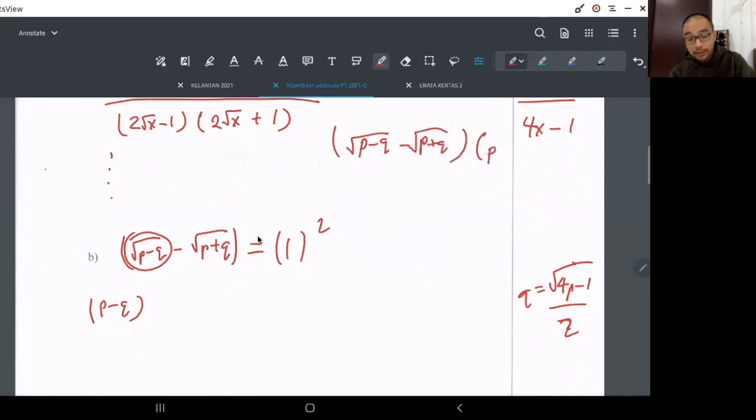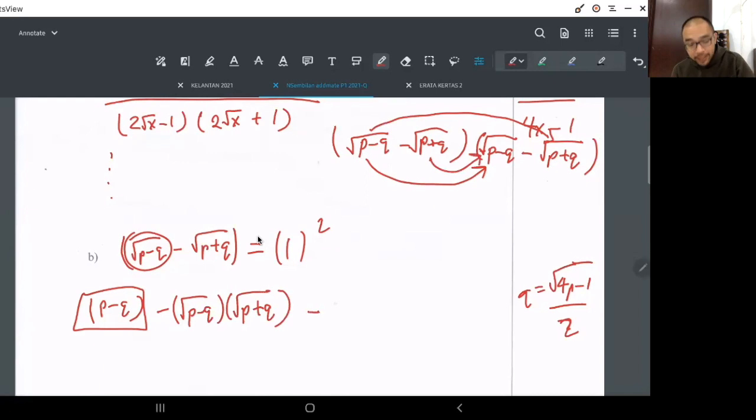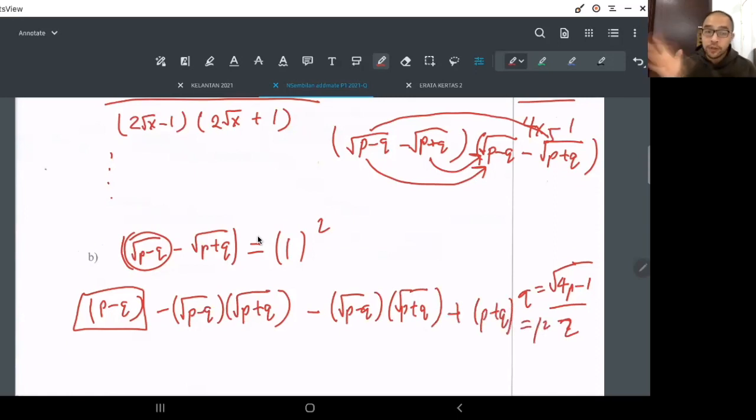Then I multiply by 2 because of the power of 2. So, P minus Q multiplied by P plus Q: the square root will disappear. Don't worry about this. Then I get the same thing again, minus the same thing, square root of (P minus Q) times square root of (P plus Q), then plus (P plus Q) equals 1 squared. That's normal, since this times this, you get plus P plus Q.